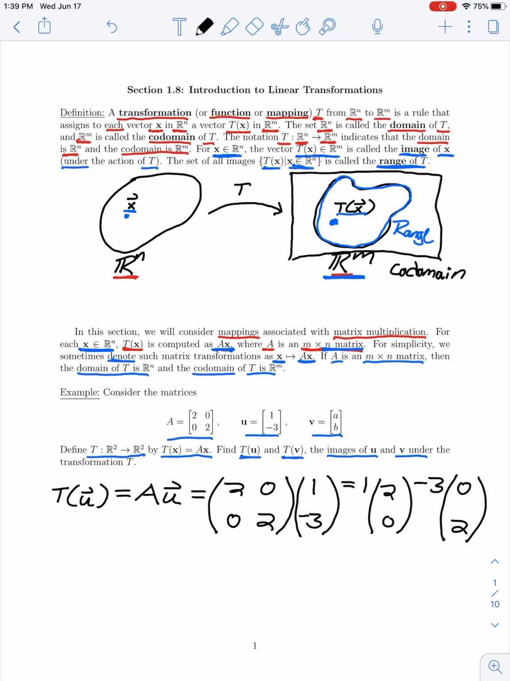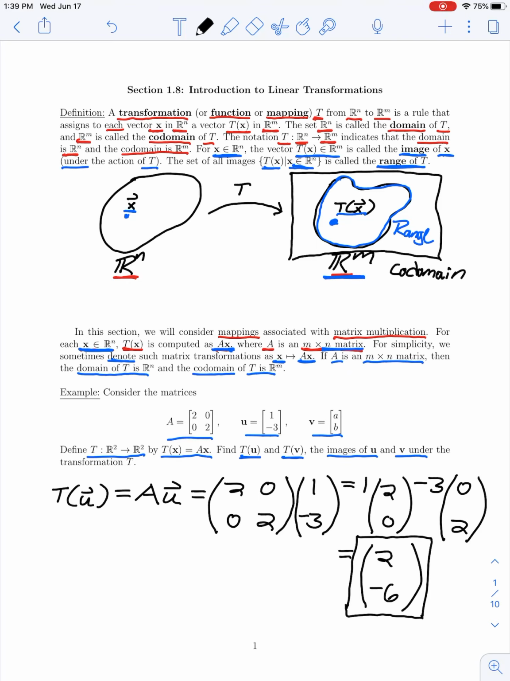Simplifying here, we are left with, for our first component of the vector, 2 minus 0, or 2, and for the second component, 0 minus 6, which leaves us with negative 6. So the image of u under this transformation T is the vector 2, negative 6.